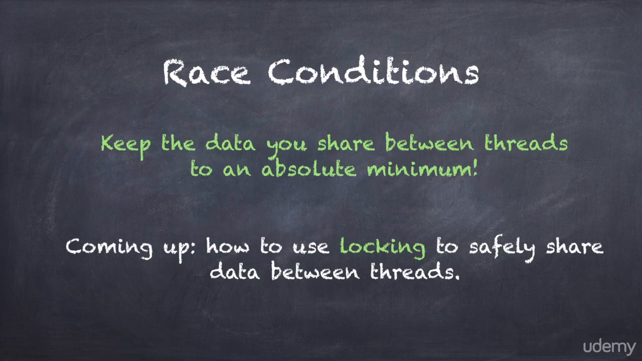So the main takeaway of this lecture is: keep the data you share between threads to an absolute minimum. In the next section, I will show you how to use locking to safely share data between threads.